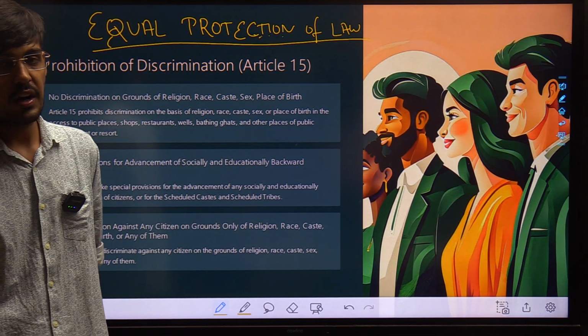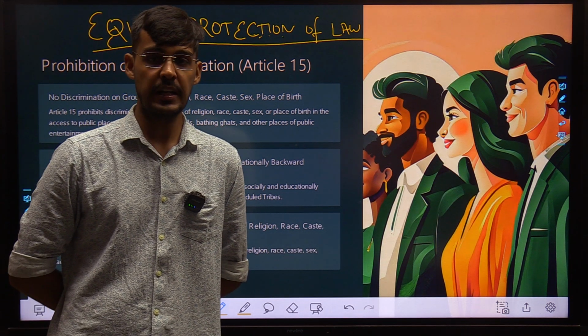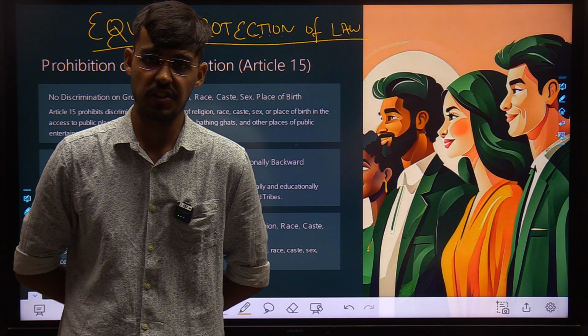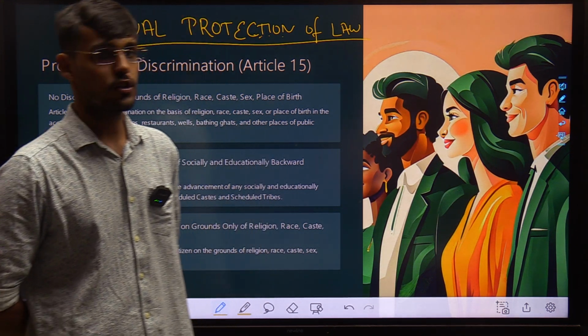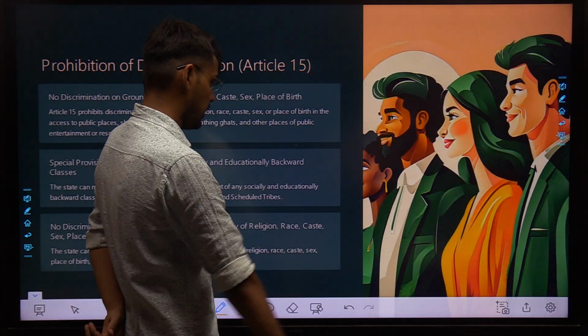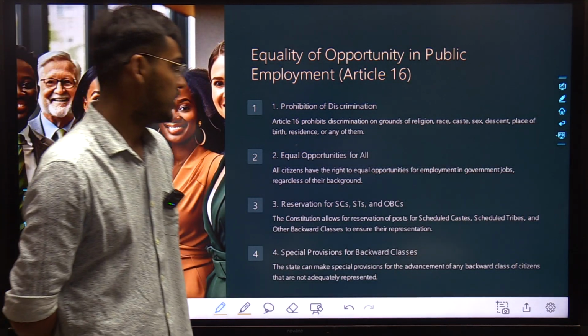So equal protection of law is a very important concept that is also followed in the United States of America. There is also a concept of reservation for blacks in the USA. We also follow this system. Now coming forward to Article 15.